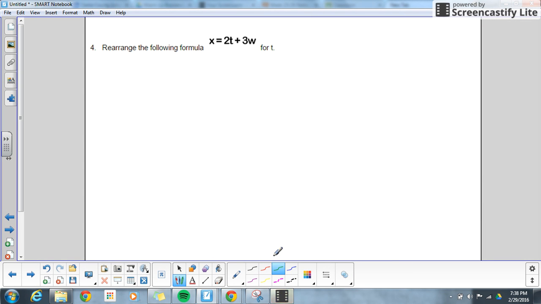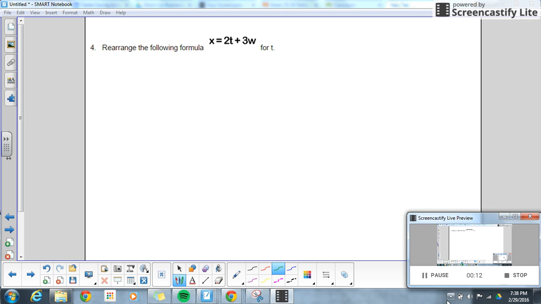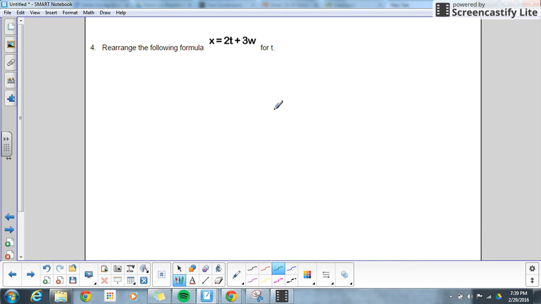Alright, so let's take a look at rearranging formulas. Rearranging formulas is a fancy way to solve equations for a specific variable. So you can see that we want to solve for this one, for t. Basically that means I want to get t by itself.